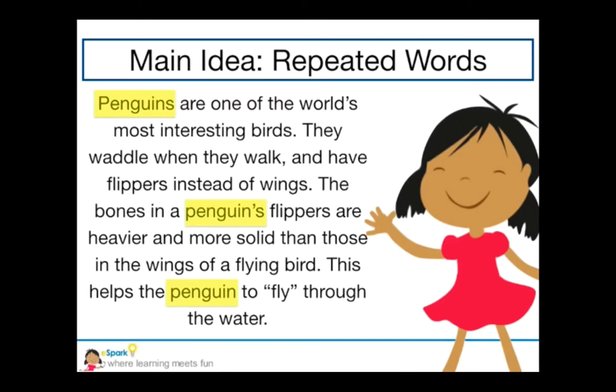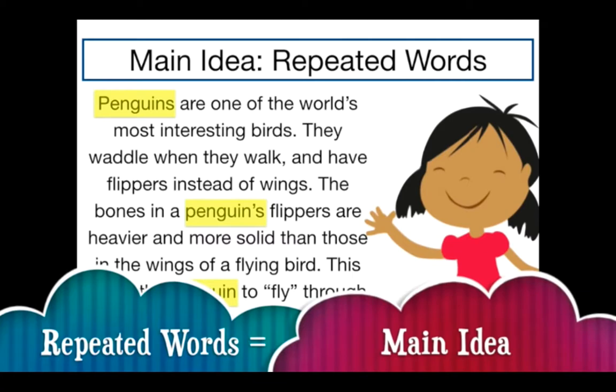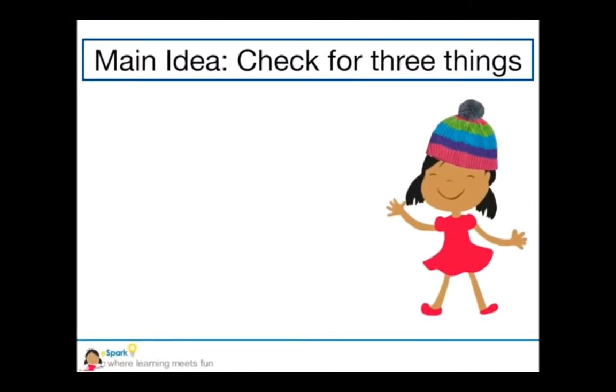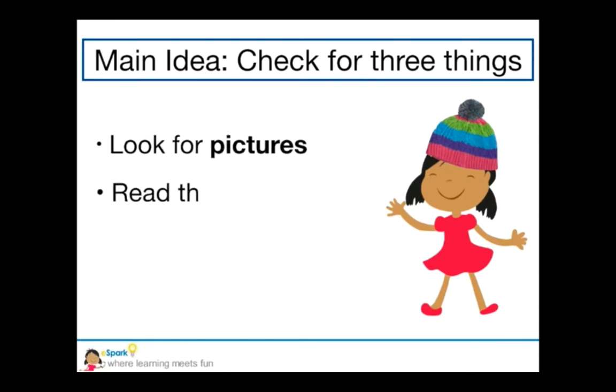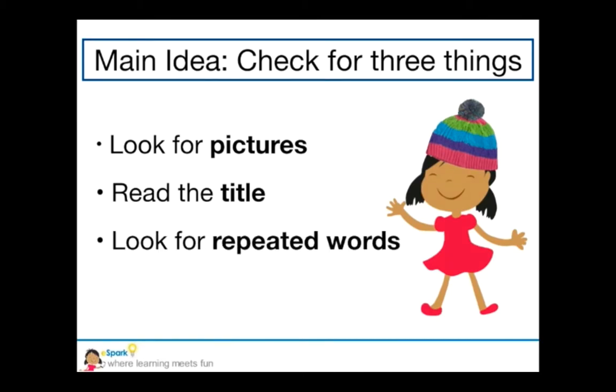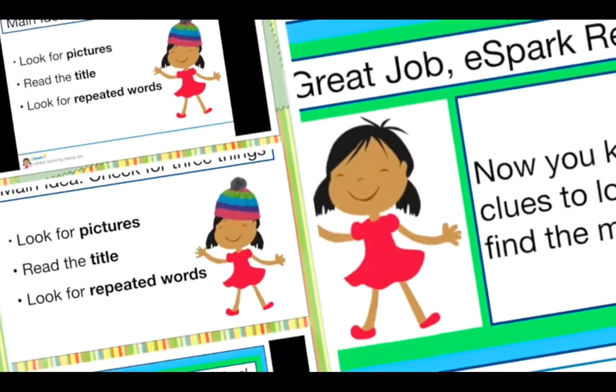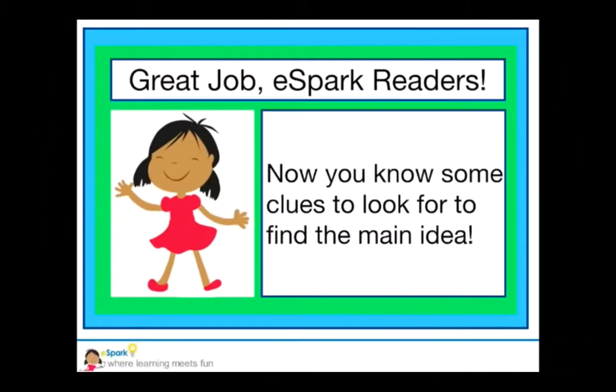3 times. A repeated word in a paragraph is another good clue to tell you what the main idea most likely is. So when you are reading nonfiction, here are 3 clues you can use to help you find the main idea. Look for pictures, read the title, and look for repeated words and paragraphs. You will determine the main idea in no time. Now you know some clues to look for to find the main idea of a nonfiction passage or book.